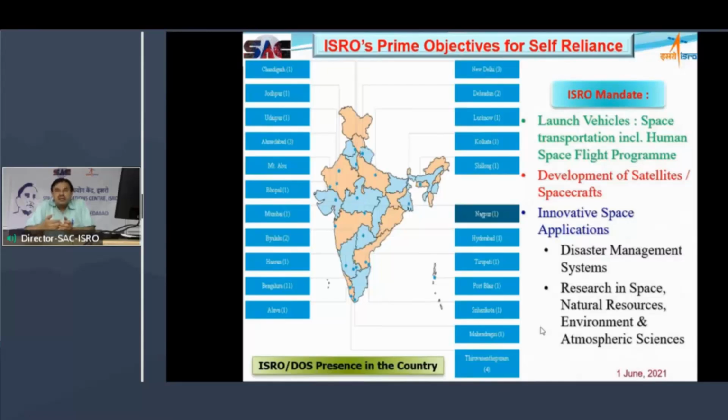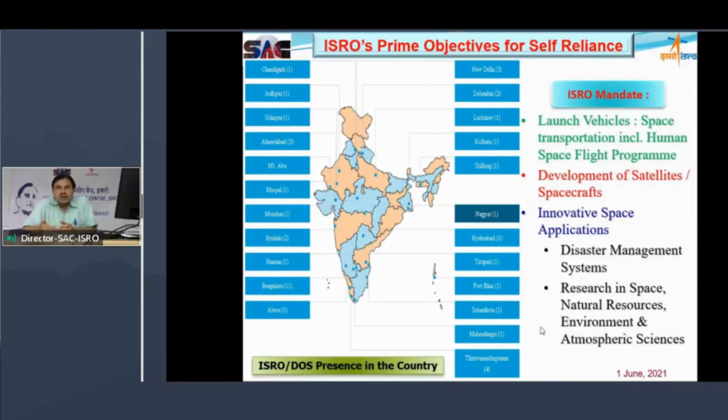And wherever we are not there, say in the deep north or northeast, we are also setting up our new activities there, and we are trying to rope in various incubation centers for space activities. So that is the mandate of Government of India, that we try to bring space to your doorstep. Instead of you people coming to us, we will be coming to you. So I'll address some of those points also.